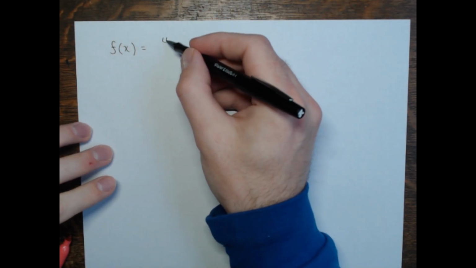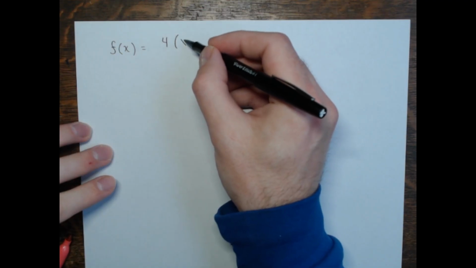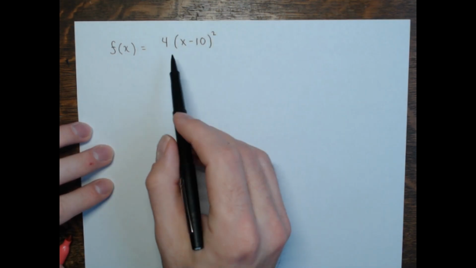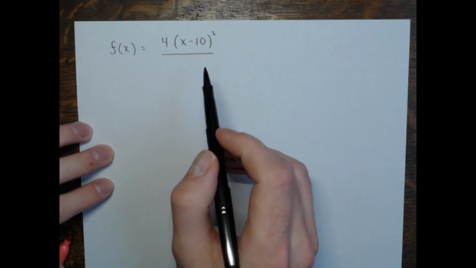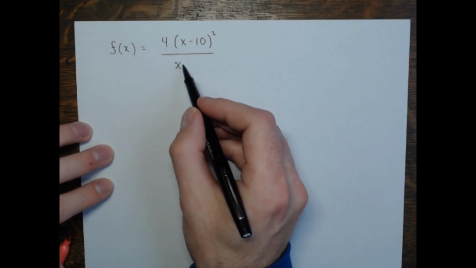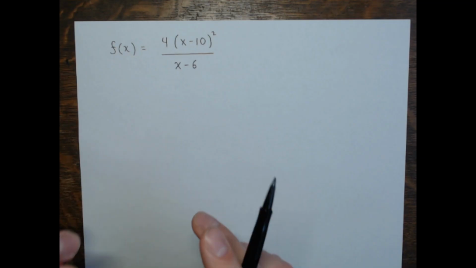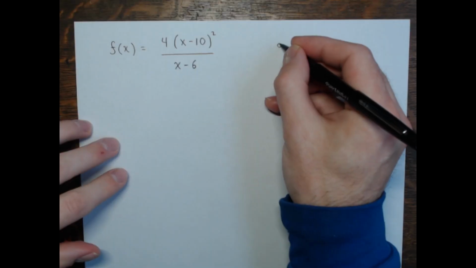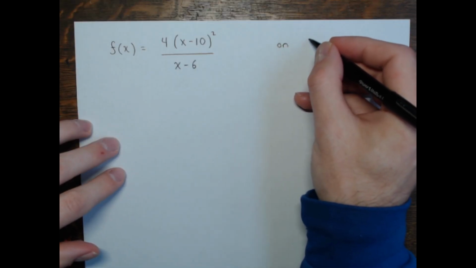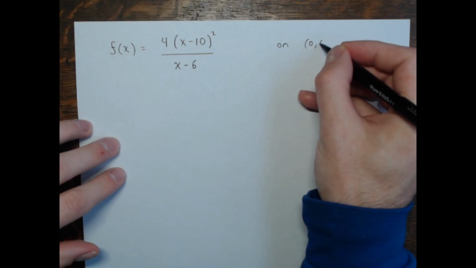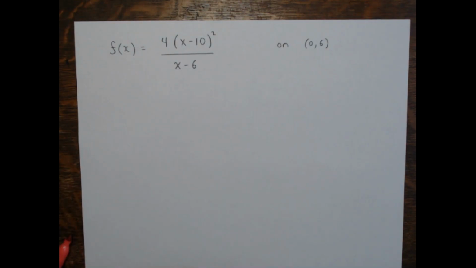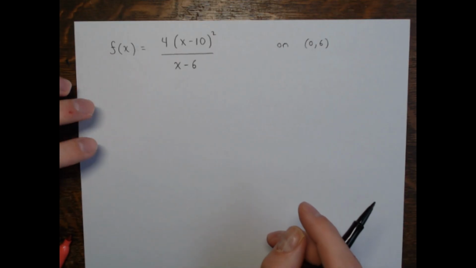So in the numerator, we have 4 times the quantity x minus 10, squared. And then the denominator is simply x minus 6. All right, so again, we're only looking on the interval between 0 and 6, 0 to 6 with parentheses. So just looking for critical points, hills and valleys between 0 and 6.